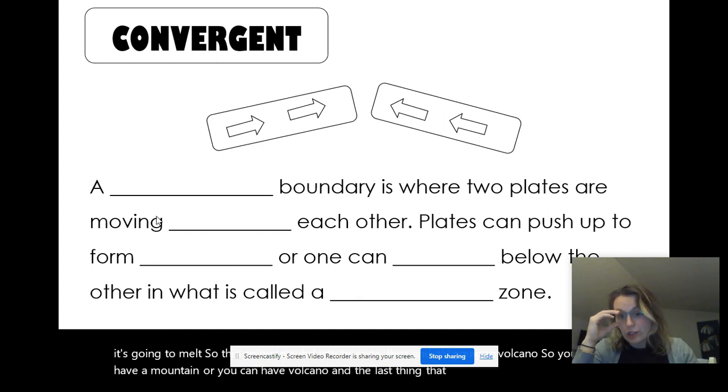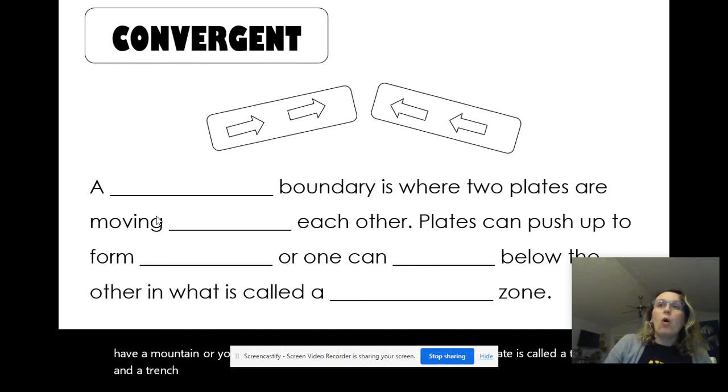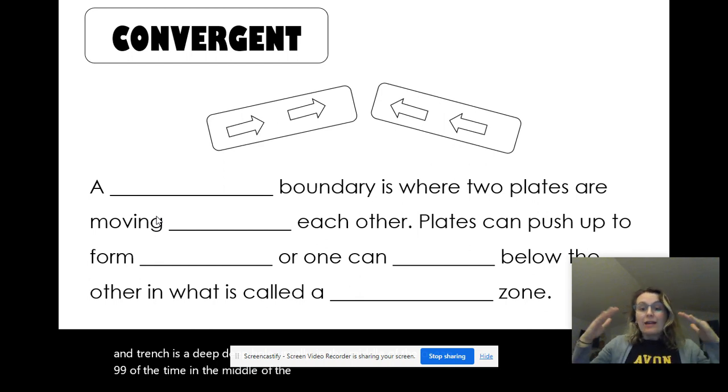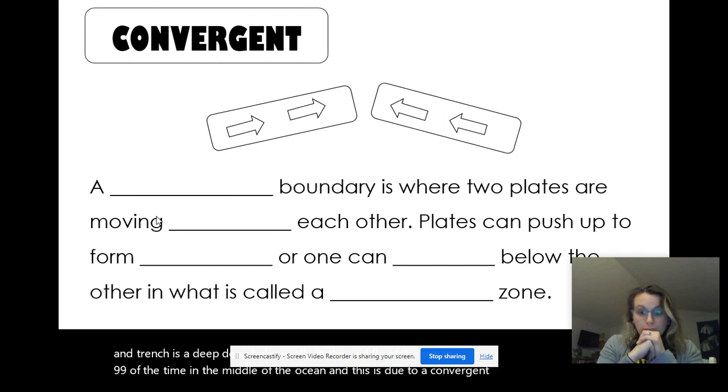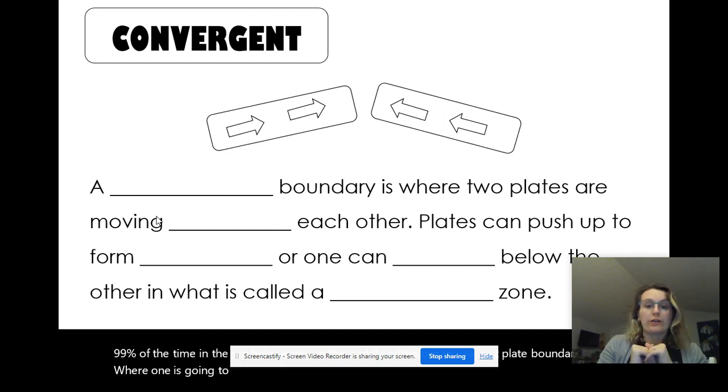And the last thing that it can create is called a trench. And a trench is a deep, deep hole, usually in the middle of the ocean, like 99% of the time in the middle of the ocean. And this is due to a convergent plate boundary where one is going to go under the other or go like this.